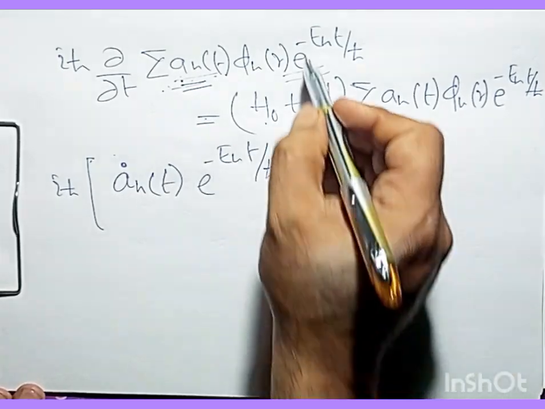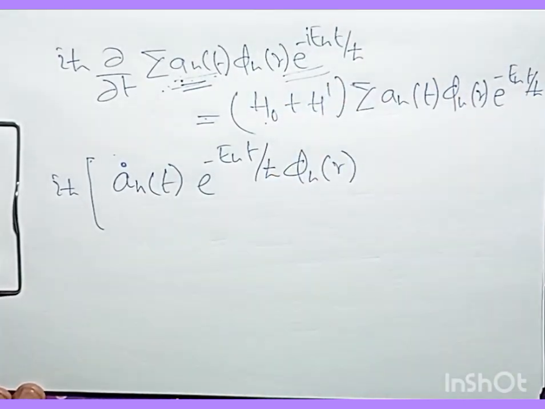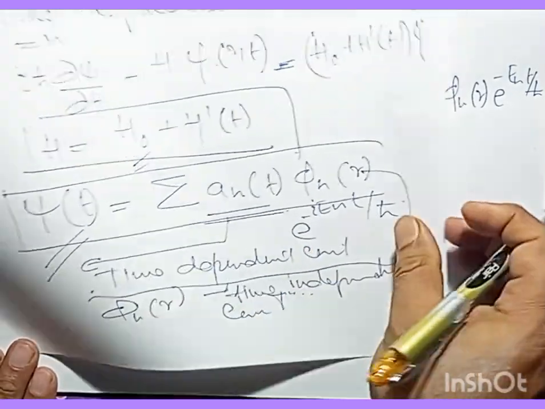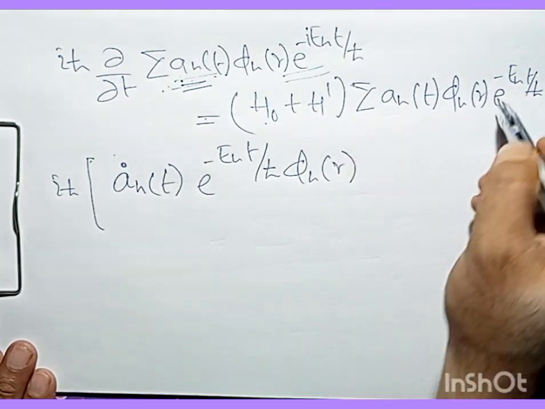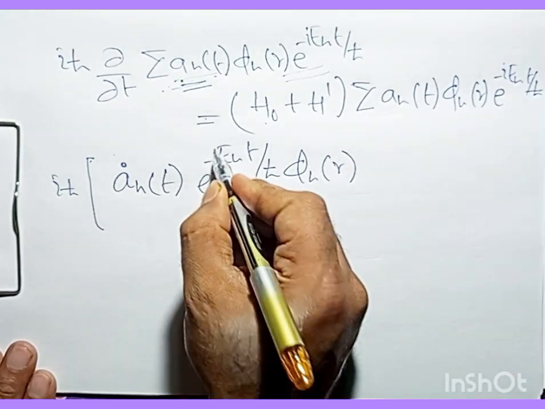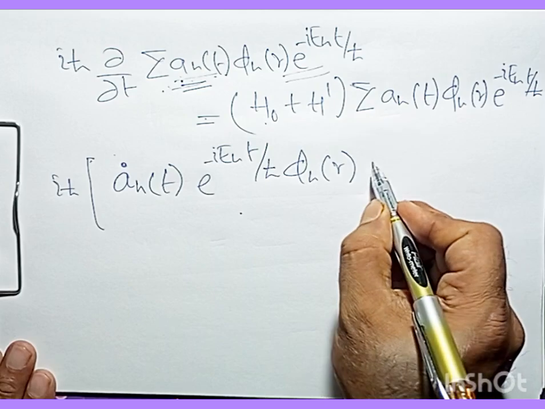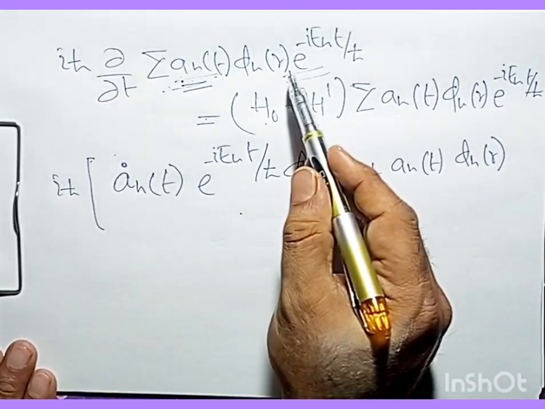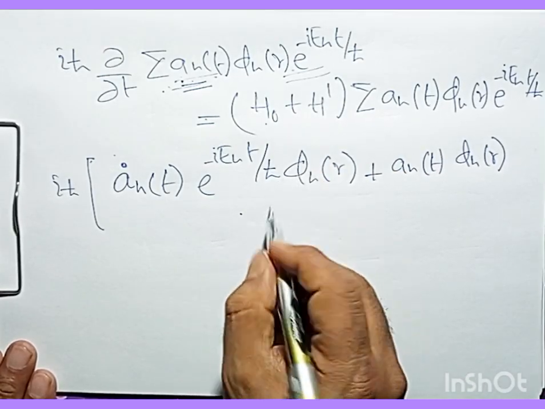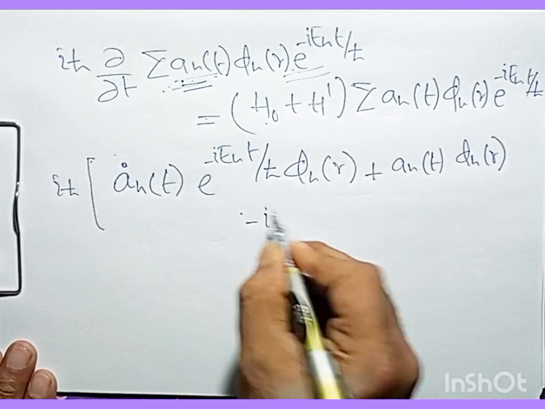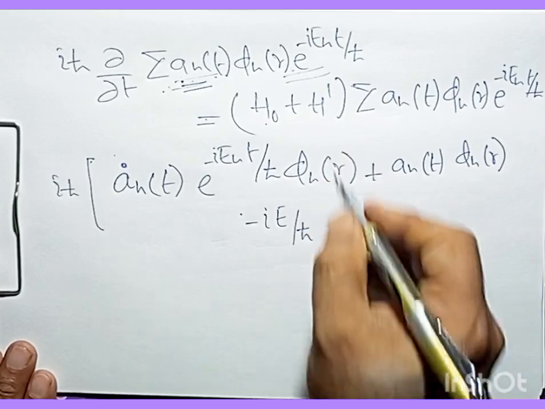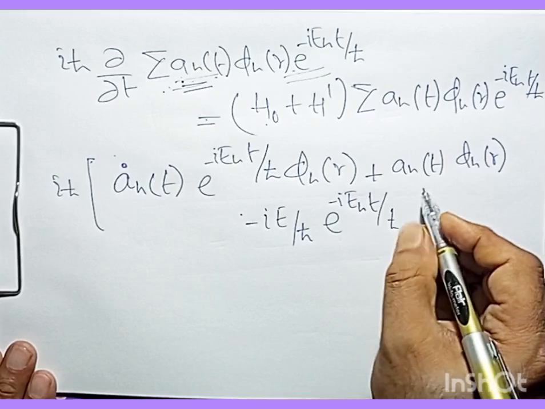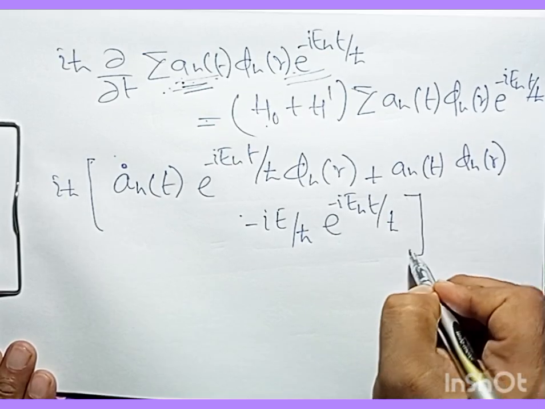Here I'm missing the iota, so here it is. Then we will have plus a_n of t, with φ_n of r remaining as it is, and the differentiation of the exponential will give me minus i E_n by h cross, and the exponential function will remain like this. So this bracket can be closed.